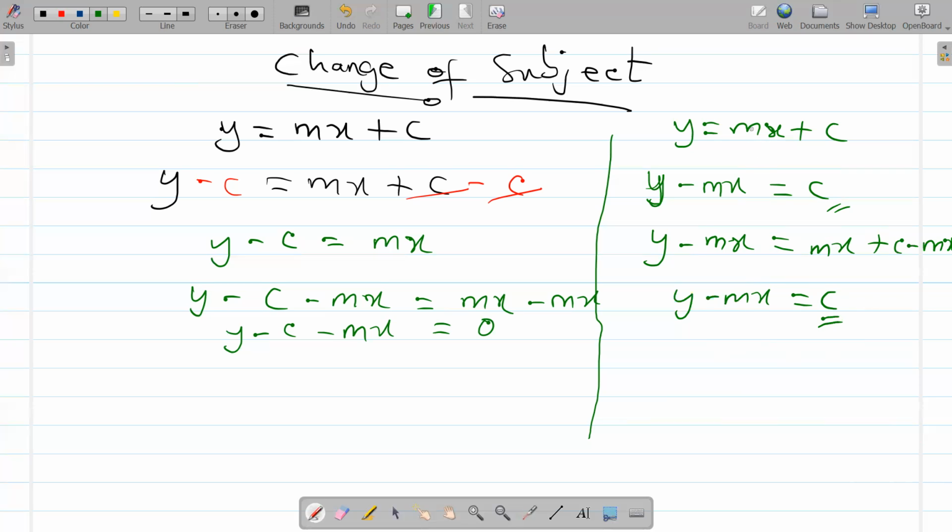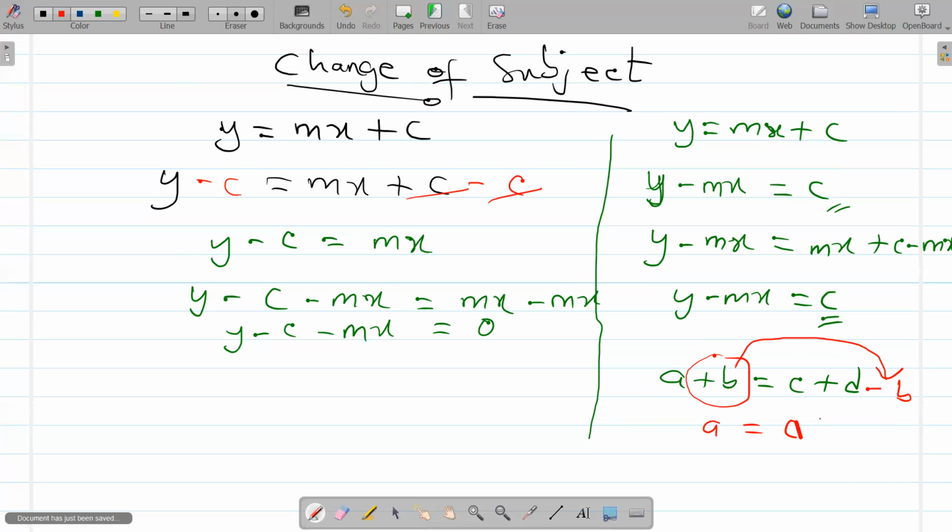And sometimes subtracting mx from both sides or adding mx to both sides kind of confuses a lot of people. So when it happens, if you are moving a term to the other side of an equal to sign, let's say I have A plus B is equal to C plus D, and I want to move the B to the right side of the equal to, then you just have to look at the sign. This is positive, right? So once it's positive and it crosses, it becomes negative.